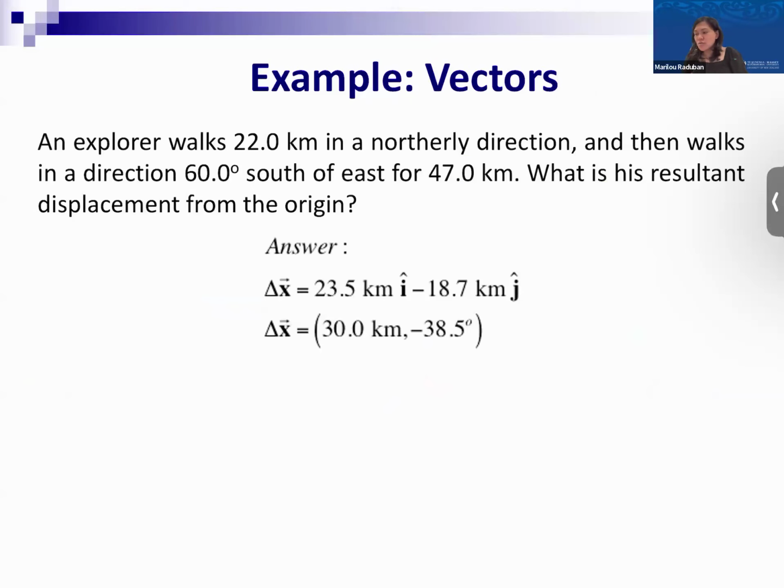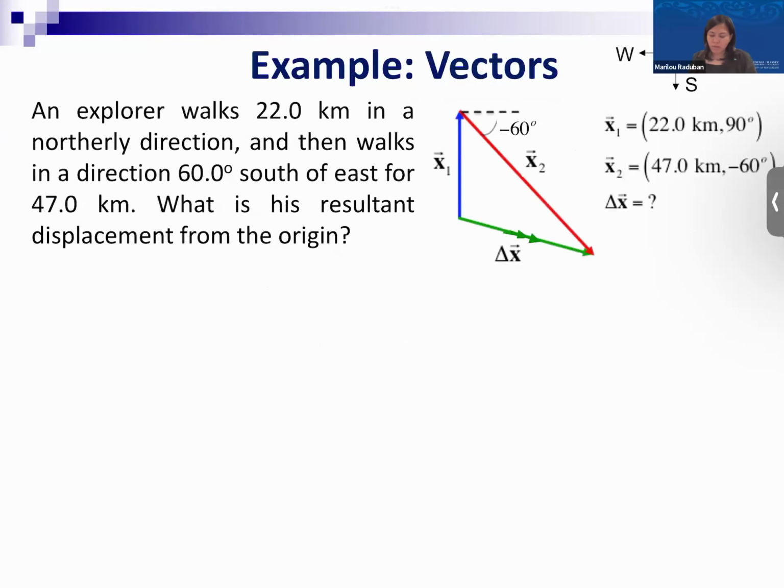All right, so just to wrap up this lecture on vectors, let's look at this example. An explorer walks 22 kilometers in a northerly direction and then walks in a direction 60 degrees south of east for 47 kilometers. What is his resultant displacement from the origin? So here are some answers that we can derive. You can either pause this video and try to solve this problem, but I'll continue on because you can always pause the video if you want to try it yourself first.